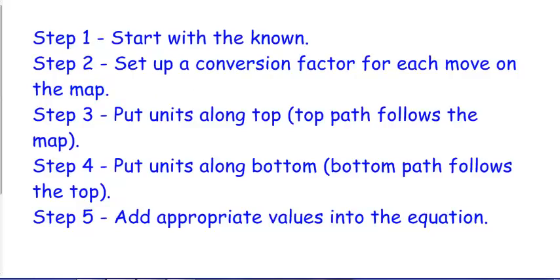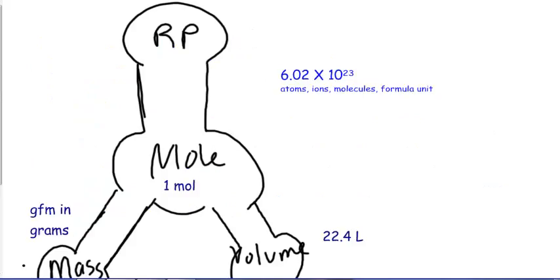Step 5, I'm going to add the appropriate values into the equation. So anytime I have liter, I'm going to use the number 22.4 in a conversion factor. Anytime I have mole in a conversion factor, I'm going to use the number 1. For representative particles, we would use Avogadro's number, not in this problem, but if we had it. We also don't have mass in this problem, but if we did, we'd go back and use the GFM.